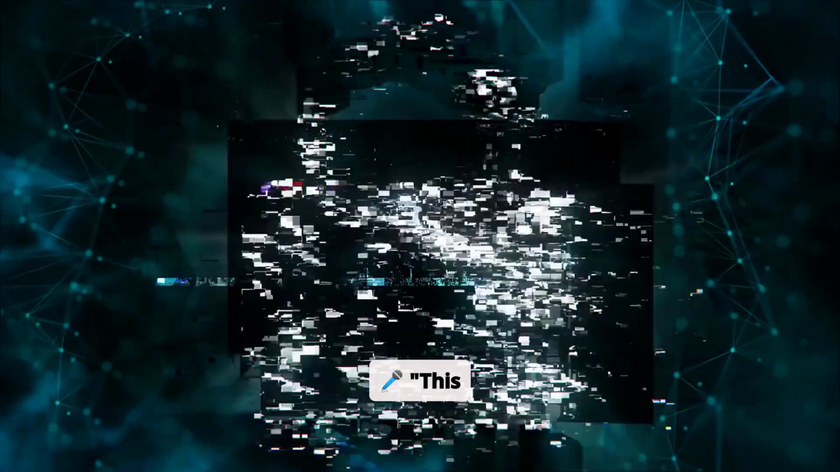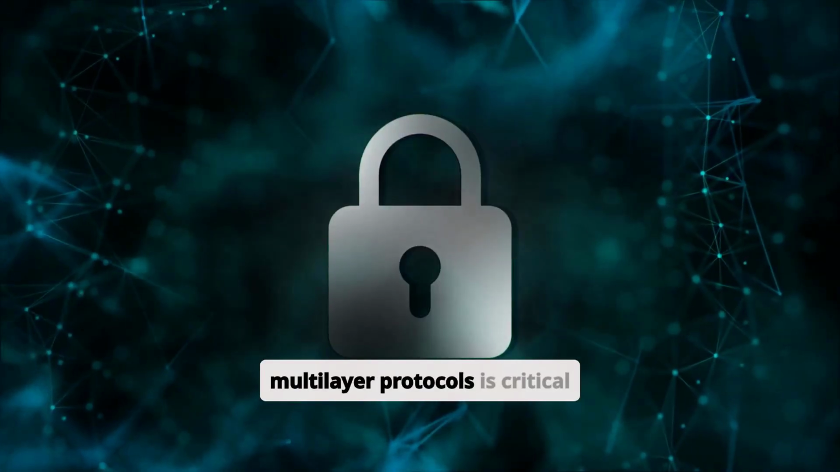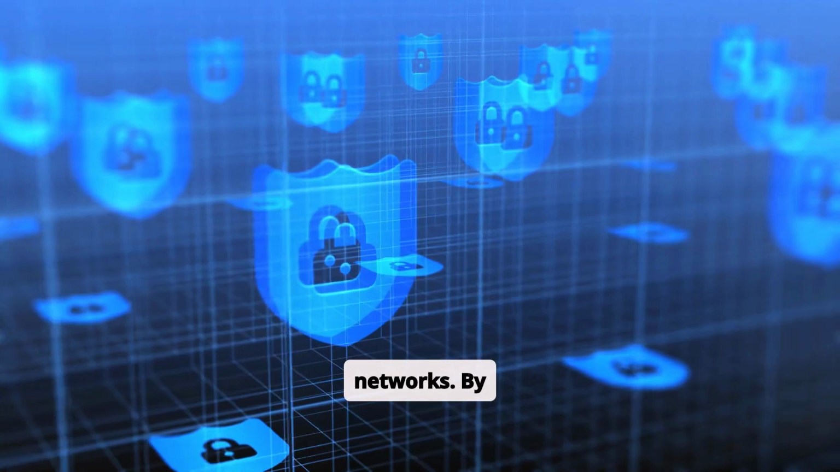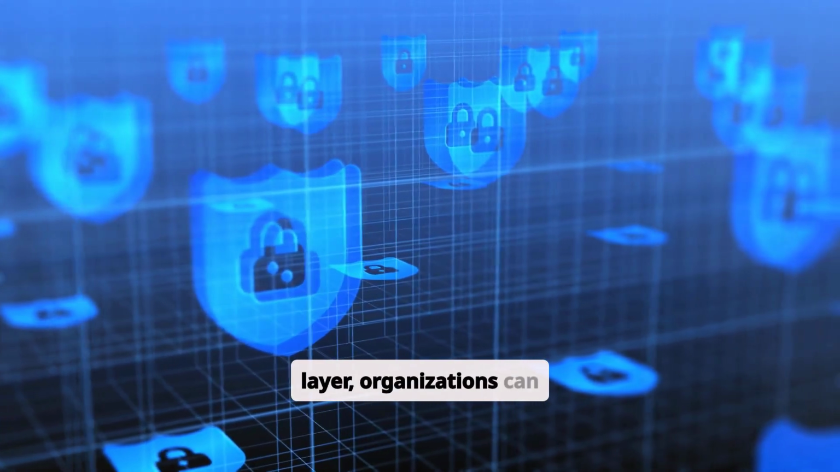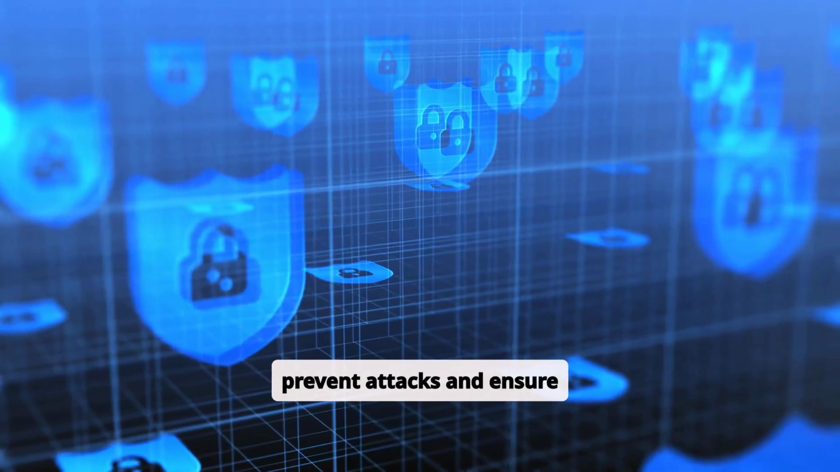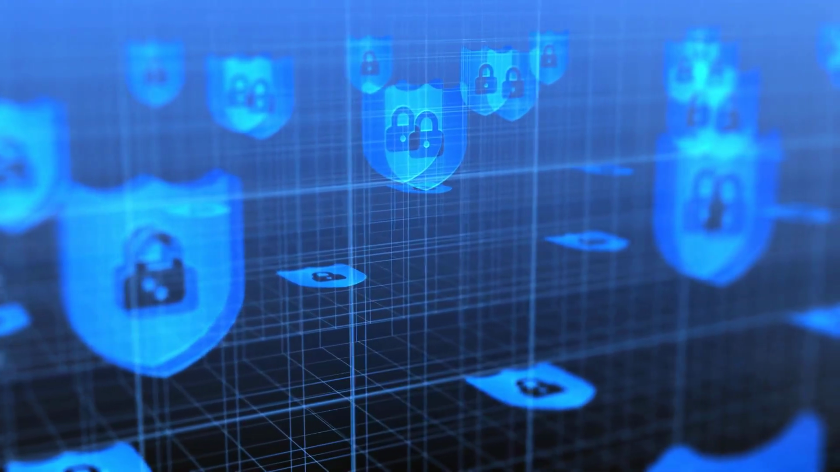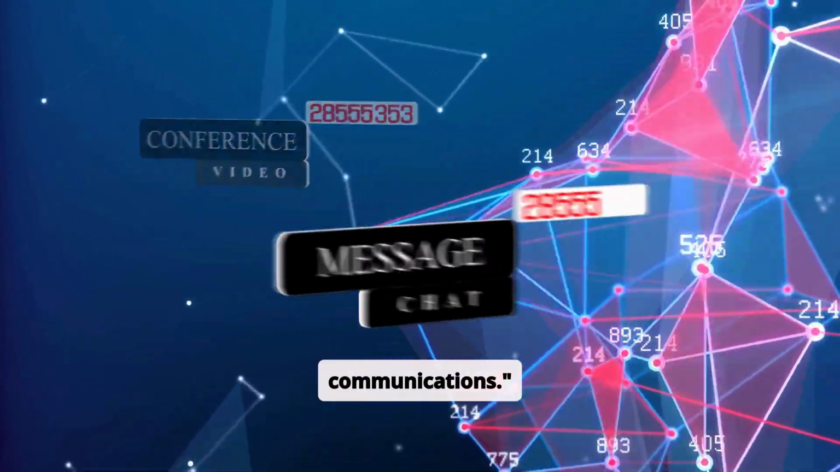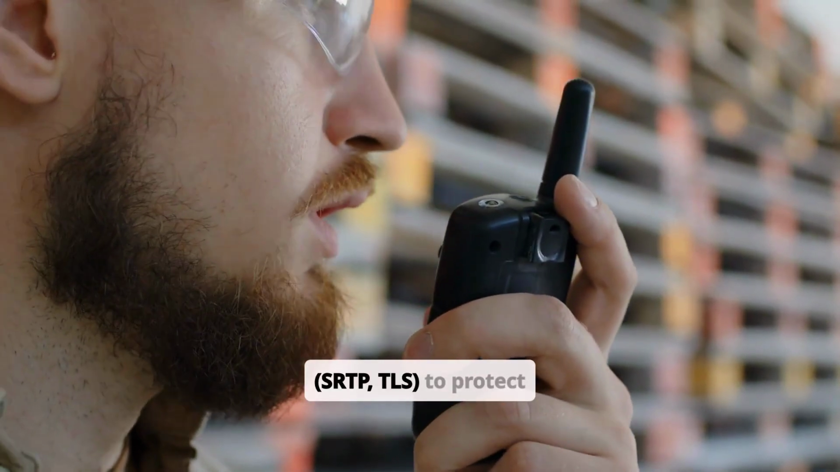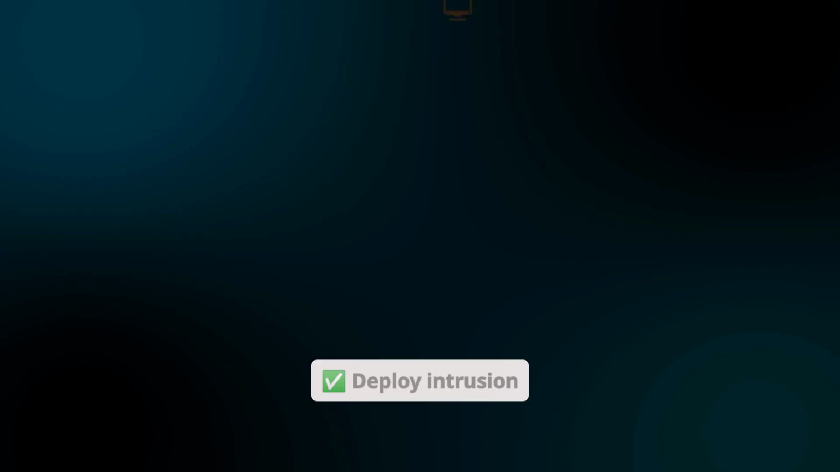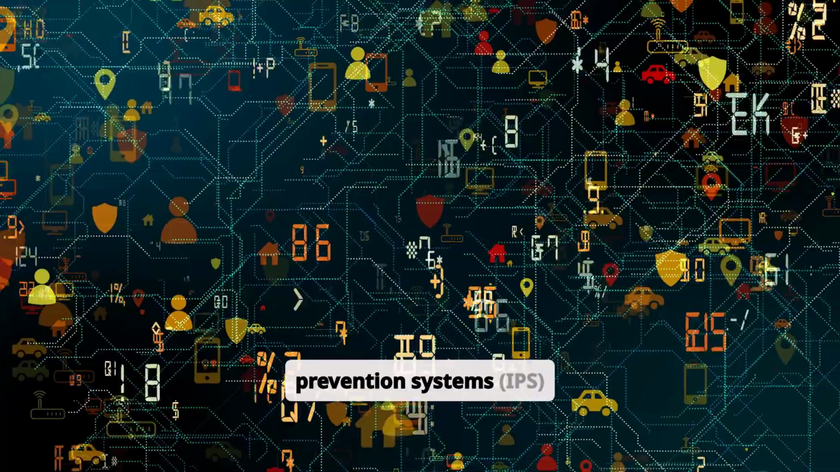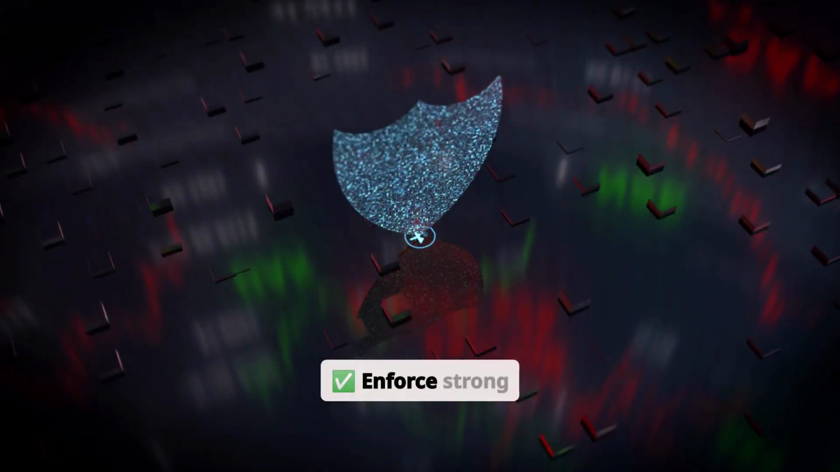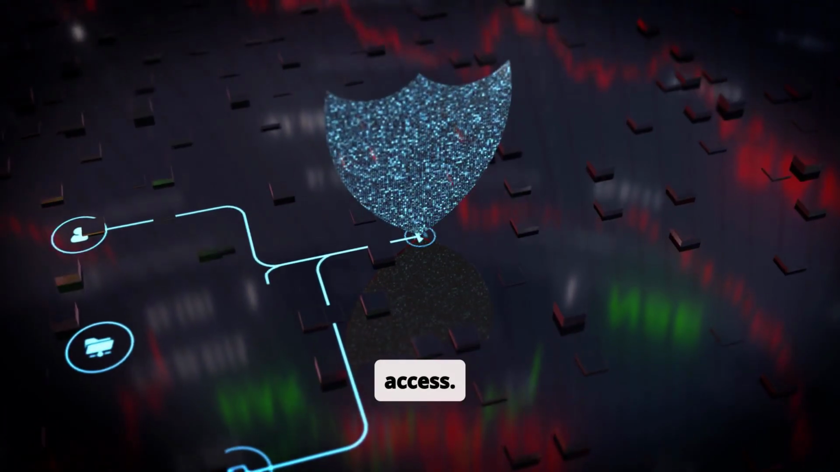This example shows why understanding multilayer protocols is critical for securing modern networks. By applying security at every layer, organizations can prevent attacks and ensure reliable communication. Here's how to secure multilayer communications. Use VoIP encryption (TLS) to protect voice data. Deploy intrusion prevention systems (IPS) to detect VoIP-based attacks. Enforce strong authentication for VoIP access.